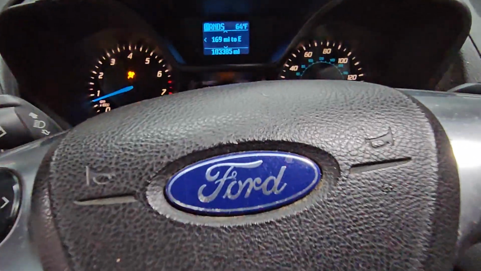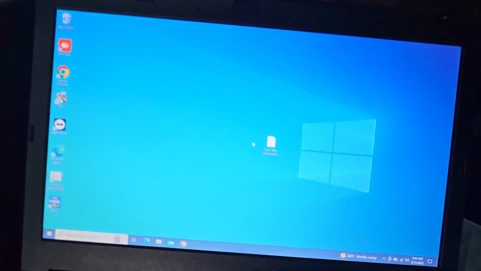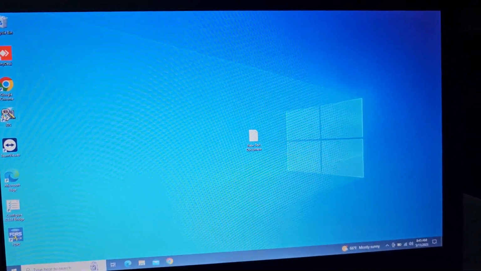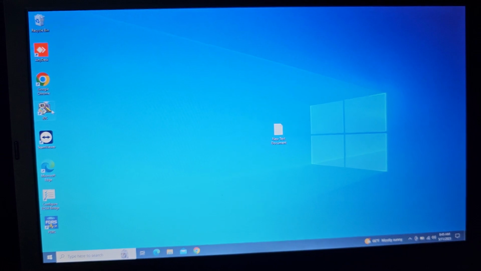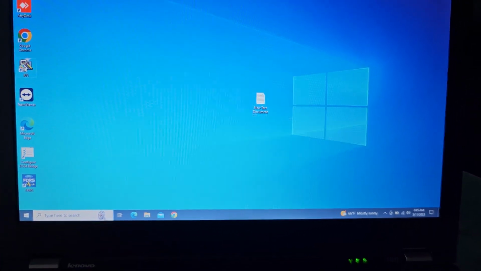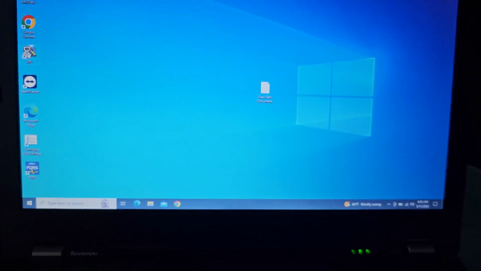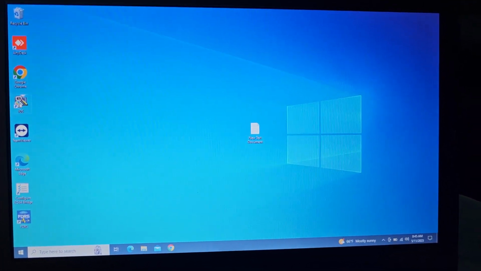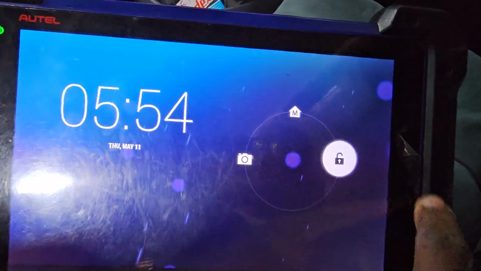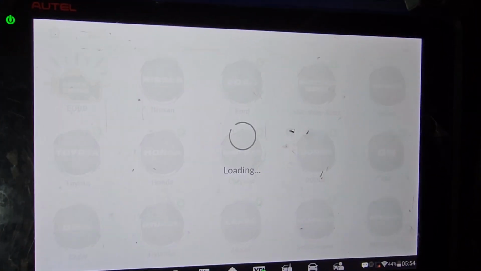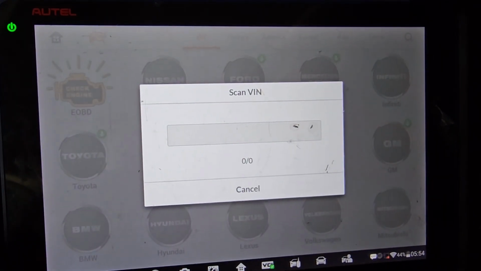Okay, so nothing bad, but okay. Let's try to see what happened here. I'm gonna use IDS as usual. Why is it freezing? But I will wait a little bit. Stay with us. Okay, my Ford diagnosis tool is not working. I don't know why.